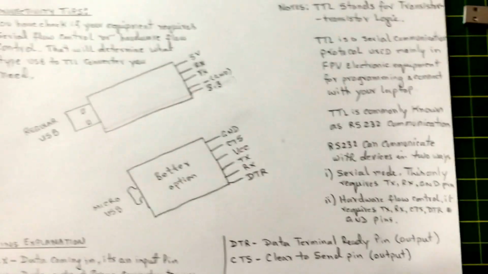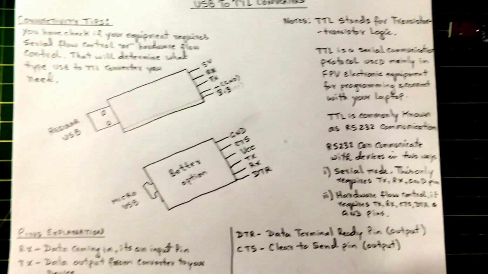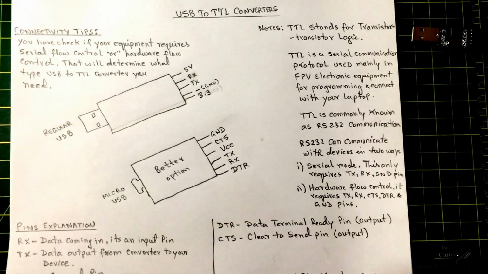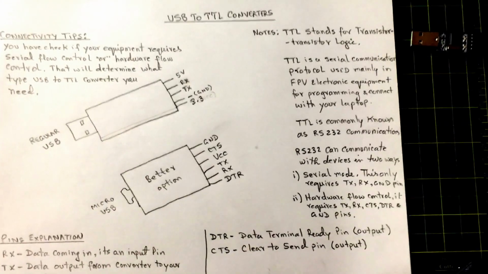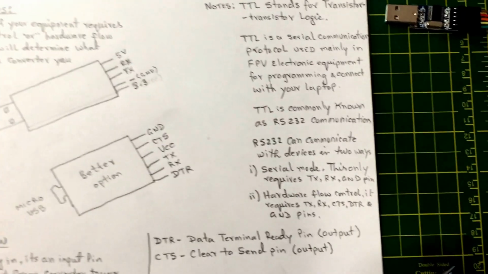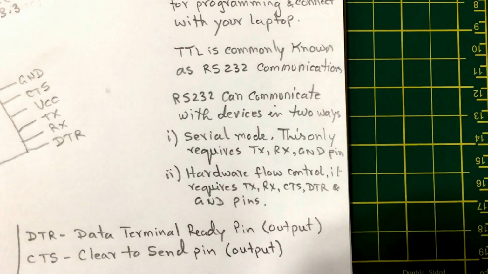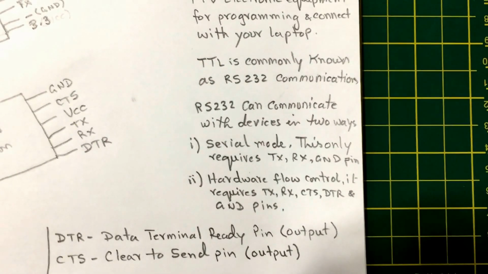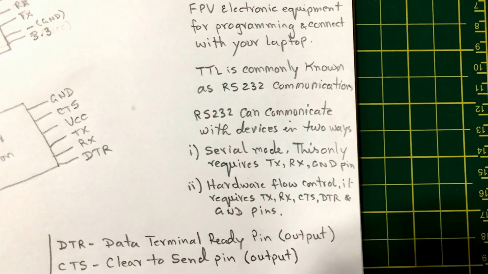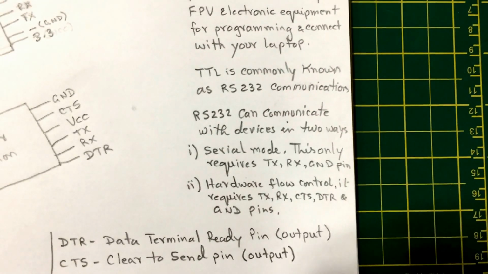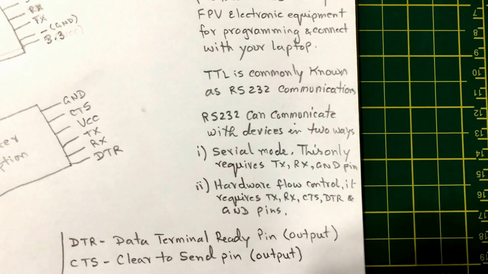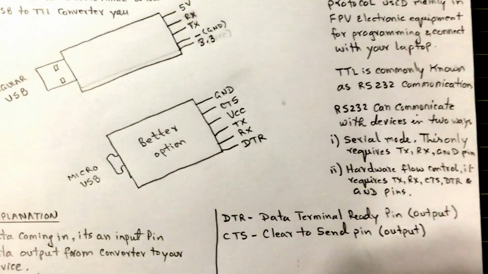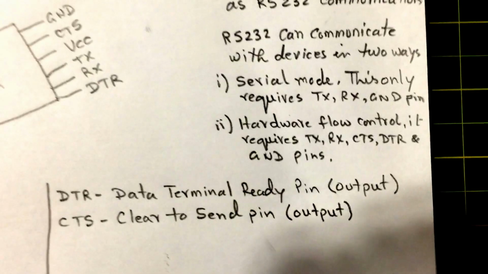Depending on your FPV equipment or the gear that you're trying to reprogram or upgrade the firmware on, you have to see if that device is looking for a serial communication or a hardware serial communication handshake. The key difference is that in serial mode only, which is called software flow control, there is no hardware flow control between the two devices. It is only using the TX, RX, and the ground pin. In hardware flow control between two devices, you will require 2 additional pins, or sometimes even 3 additional pins. The USB TTL converters that I have seen in the market have these 2 additional pins.